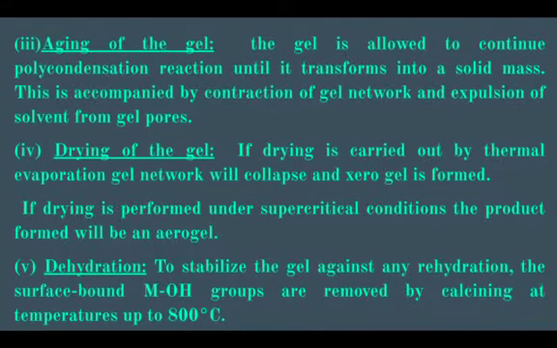If drying is carried out by thermal evaporation, the gel network will collapse and xerogel will be formed. Xerogel is an open network that is formed by the removal of solvents from the gel. If drying is performed under supercritical conditions, the product will be an aerogel. And aerogel means here the network structure will be retained and a gel with large pores may be formed.